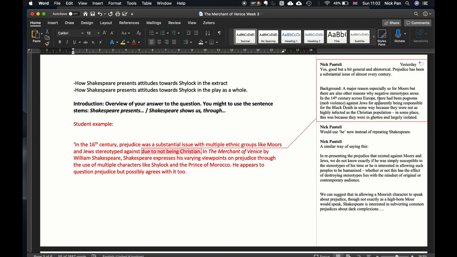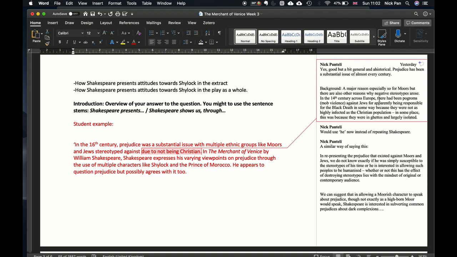And while it isn't untrue that Moors and Jews were stereotyped due to not being Christian, they were obviously stereotyped differently with regard to their non-Christianness. It's a bit general and a bit ahistorical. Prejudice has always been a substantial issue of this century, the 21st, but also the 20th. It's only because people have made social gains in coming together, for defending one another's right to be different, that prejudice has taken a bit of a back seat. But obviously there are many parts of the world where that's not the case.